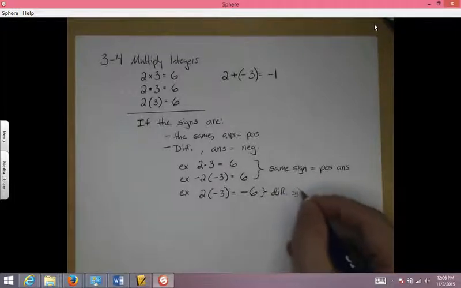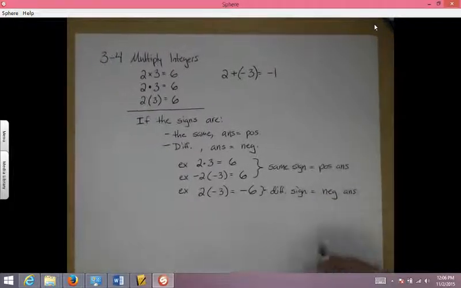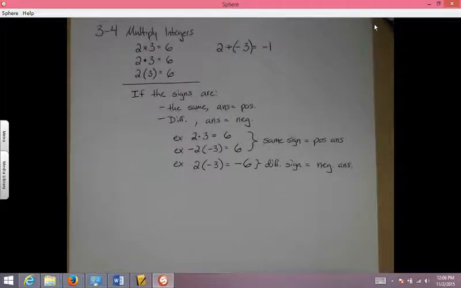Different sign equals a negative answer. And hopefully that stupid example with the relationships and meeting people helps you memorize this.